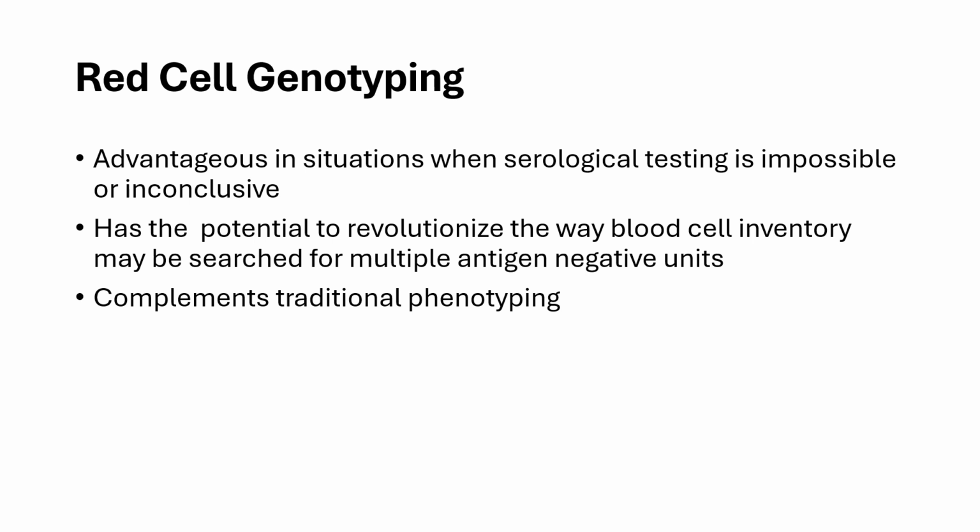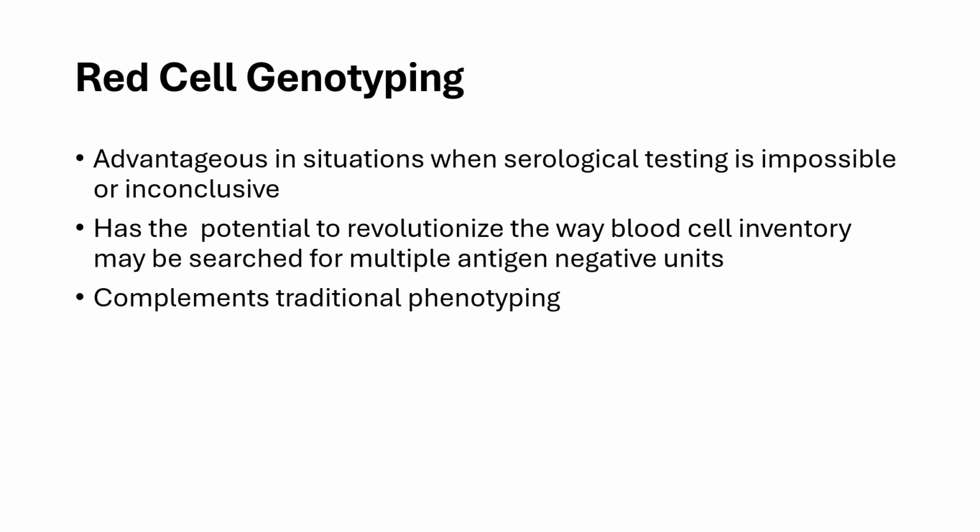So molecular blood group typing, we can use it. Molecular blood group typing uses DNA-based methods to determine an individual's blood group genotype by analyzing the genes responsible for that blood group antigen expression. So some advantages over serological testing. It is useful when serological tests are inconclusive or impossible. So for example, in patients who have recently received multiple transfusions where mixed red blood cell populations could confuse traditional serology testing.